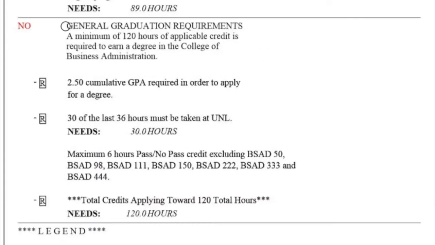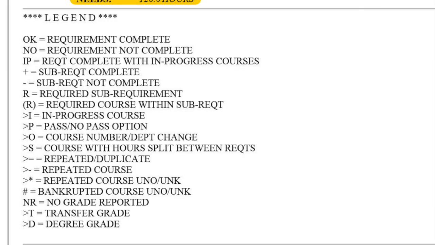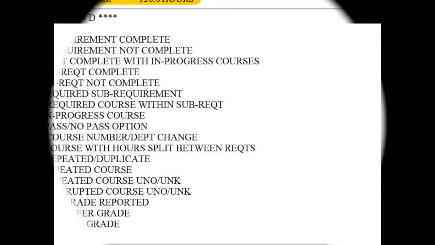Under your elective requirements, you will see your general graduation requirements, which include having at least a 2.5 GPA, and of the last 36 hours of your degree, 30 hours must be taken at UNL. You will also need a total of 120 credit hours to graduate. Now, if while reading through your degree audit you come across a symbol or indicator that you're not quite sure of, you can check them here on the legend that is located at the bottom of the degree audit.